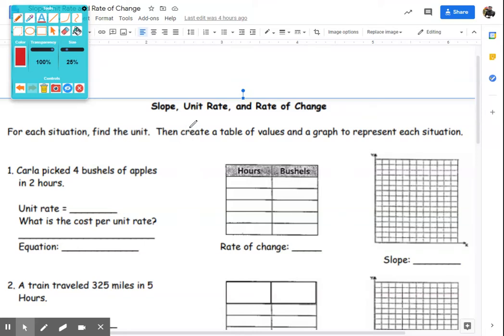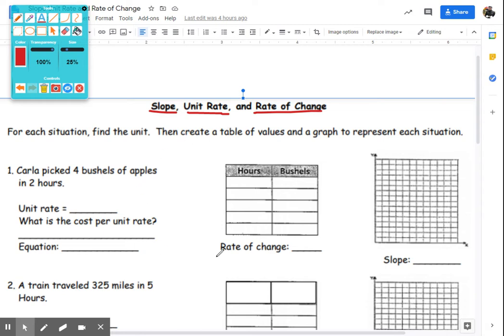All right, so let's talk about the relationship between slope, unit rate, and rate of change. Two of these things should sound familiar: unit rate and rate of change. You guys have seen that before. So this year you are introduced to slope. Let's see how they're all related.